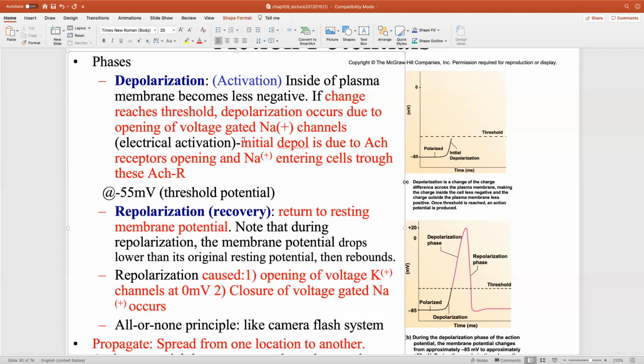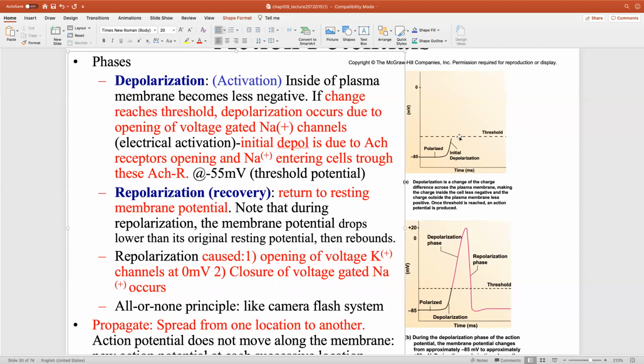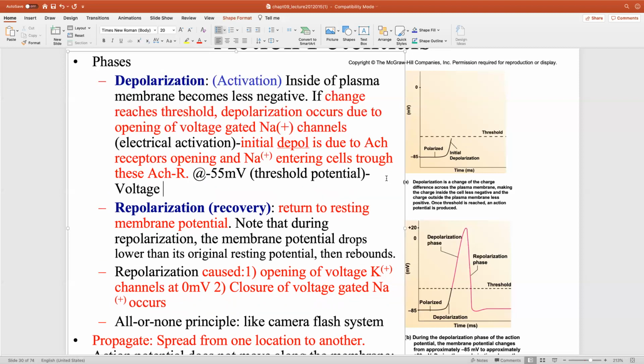Now, what happens next, right? Next, we have the reaching of threshold, right? At minus 55 millivolts, enough sodium has entered the cell through these acetylcholine receptors. Now we have hit the threshold at minus 55. When that happens, voltage gated sodium channels open up. So when this happens right here, we hit minus 55.